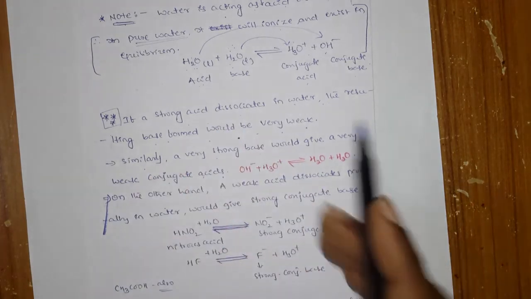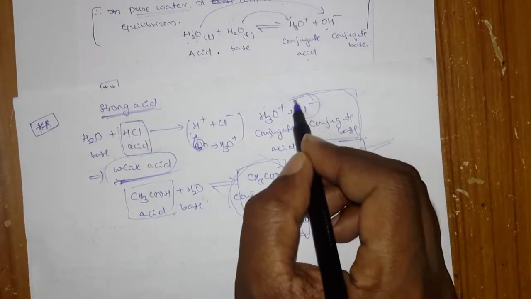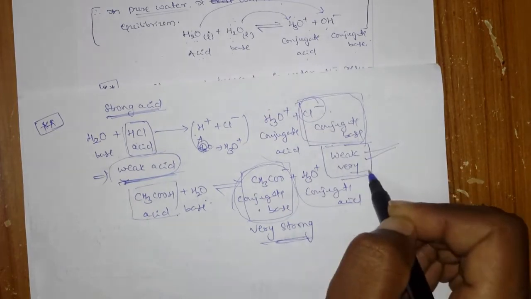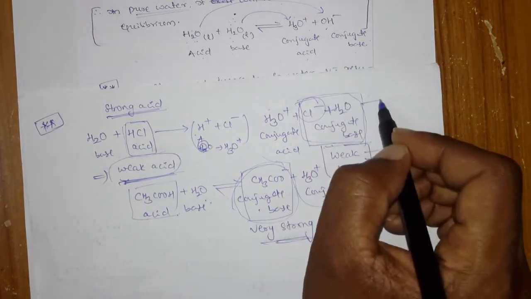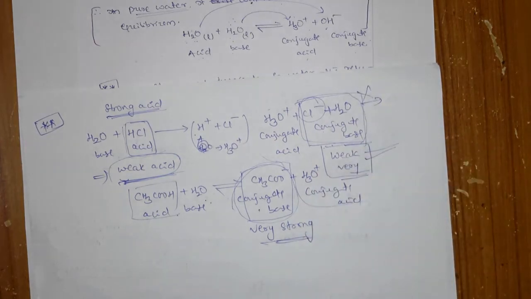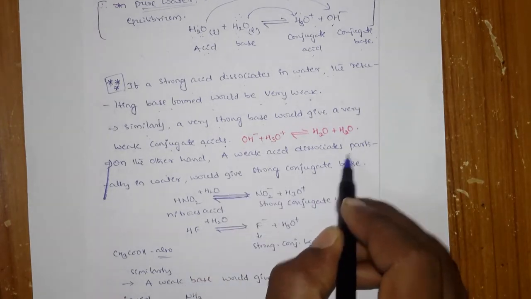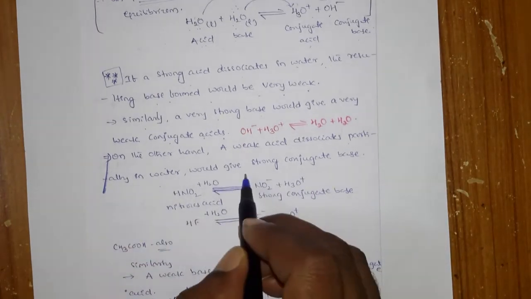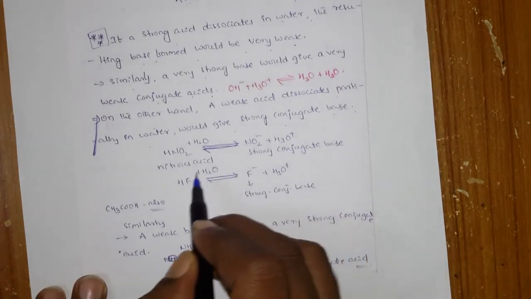Okay, so that means here whatever that Cl minus is coming, right? So this is a weak base so that it cannot react with the water. Okay, but a weak acid dissociates partially in water and gives the strong conjugate base. Okay, what is the strong conjugate base?